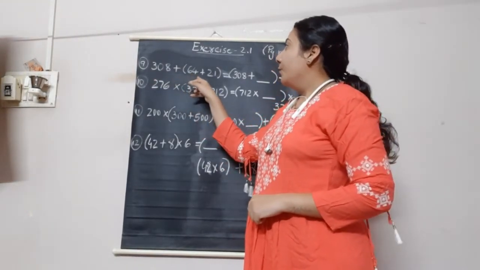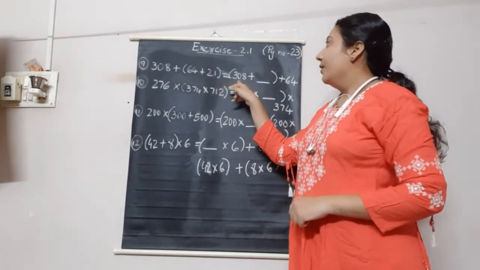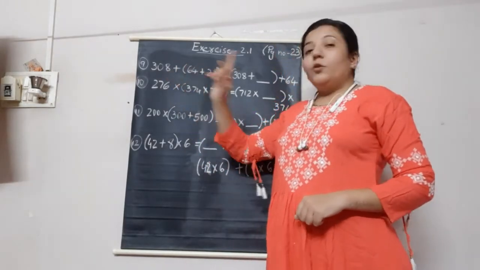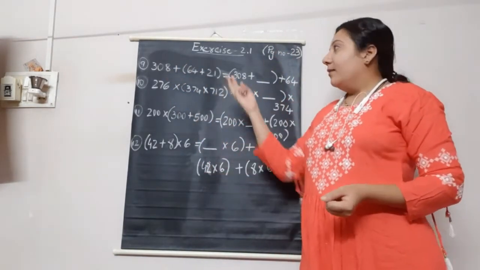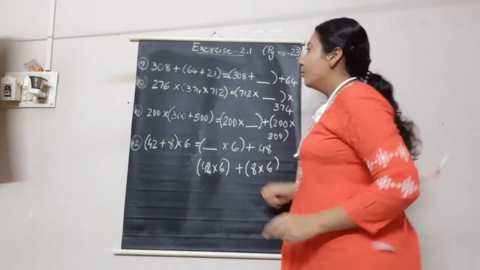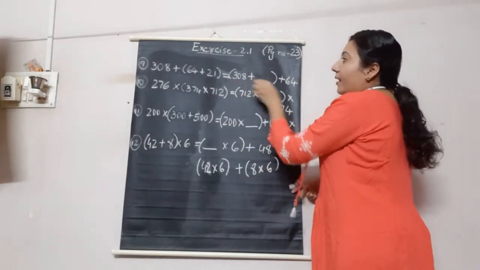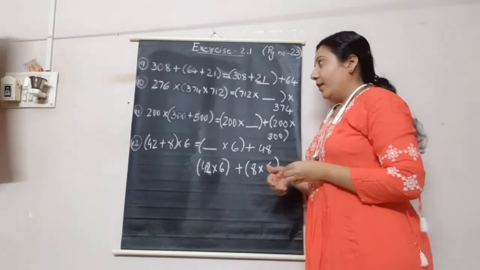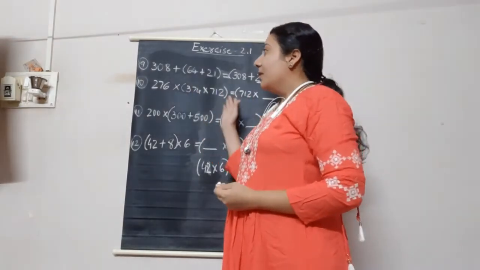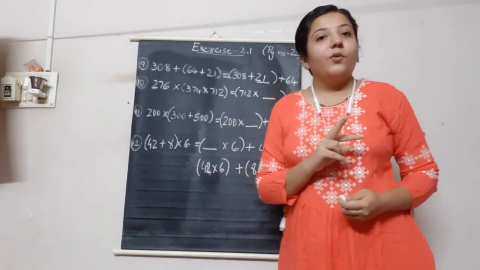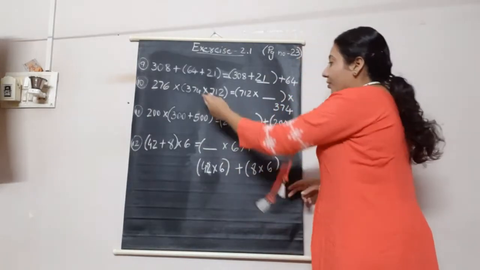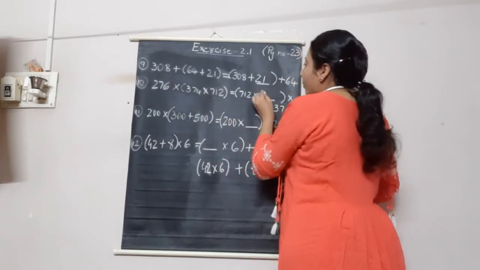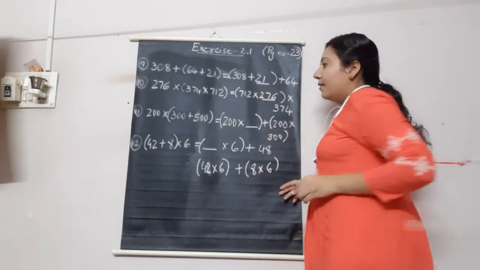308 plus 64 plus 21 is equal to 308 plus dash plus 64. Here what they have done, they have just grouped the numbers differently. 3 numbers are there. First they are adding these 2. Now which 2 are they adding? These 2 are already there, and the remaining one is 21. So your answer will be 21. Similarly here also 3 numbers are there and they have grouped them differently. So which number is remaining? You just have to see. 712 came, 374 came. So 276 is your answer.